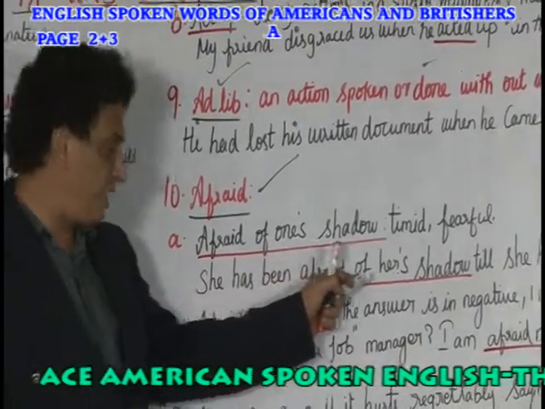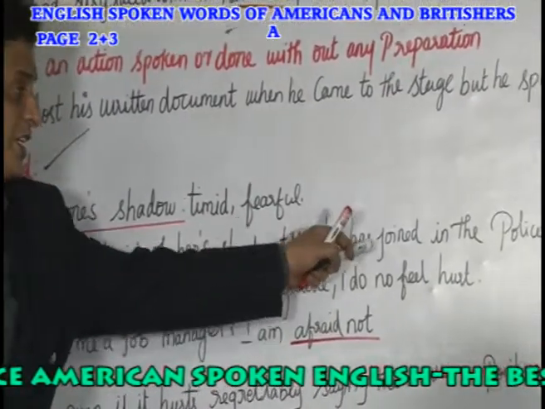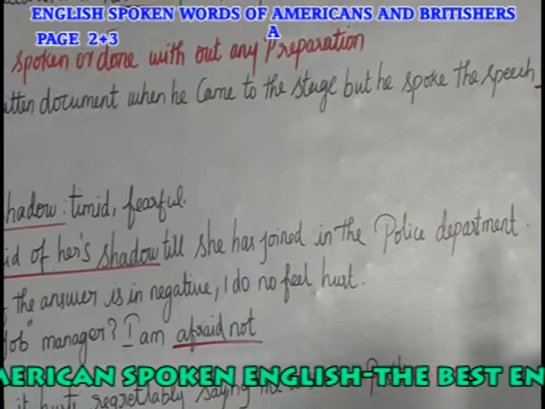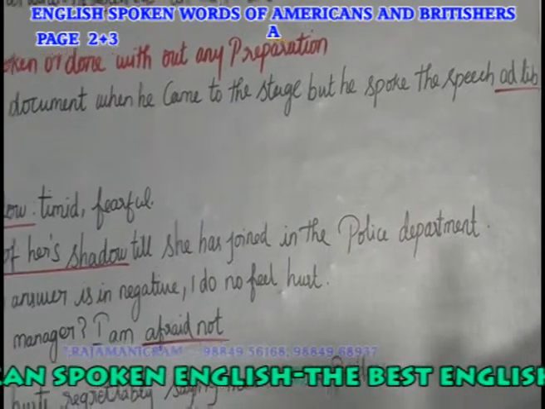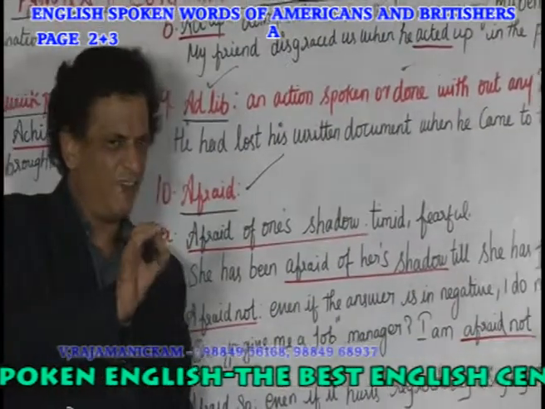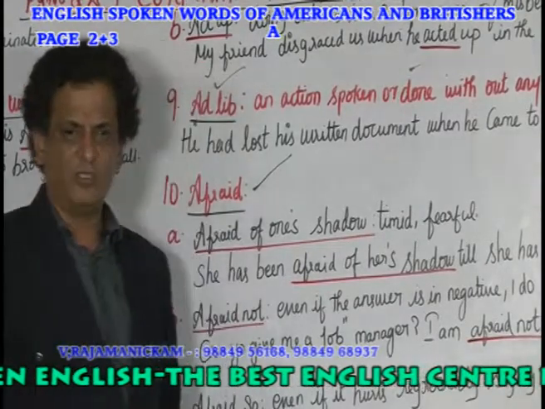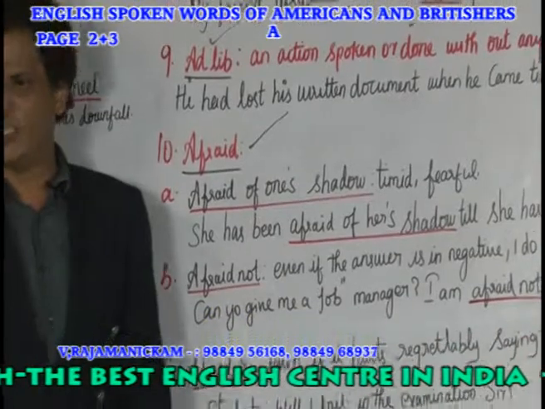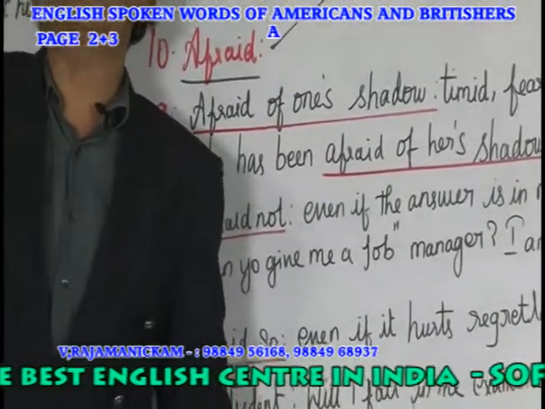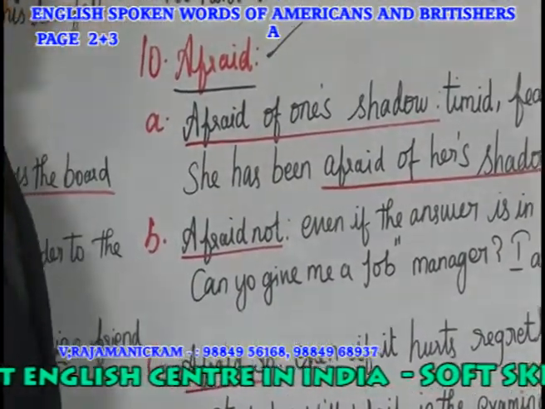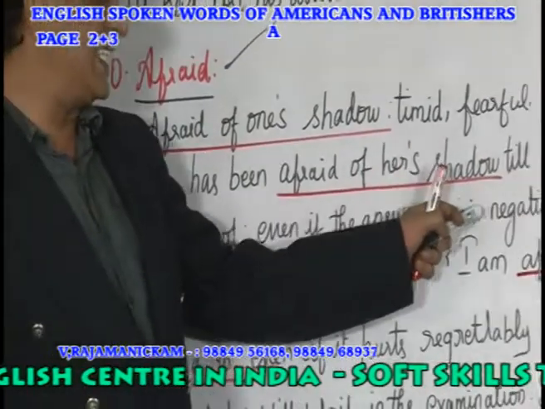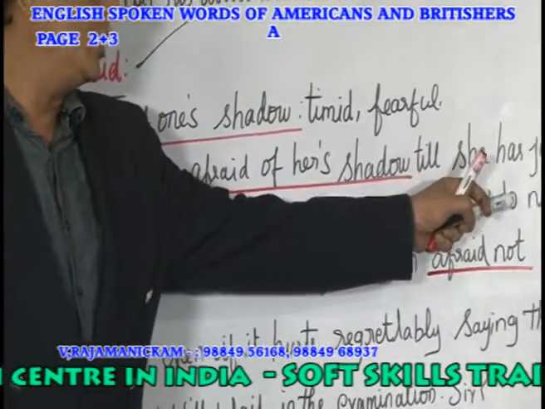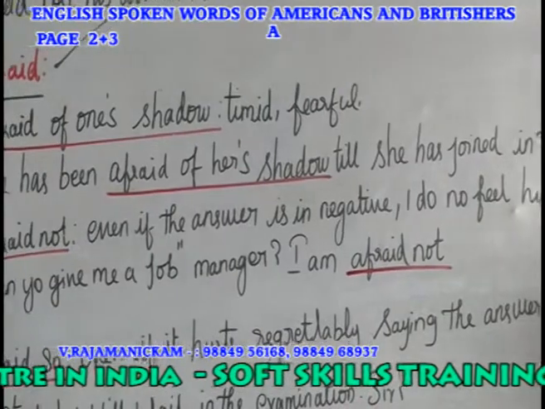She has been afraid of her shadow till she joined the police department. Till she joined the police department, what type of girl she is? She is a fearful girl. Now fear has gone. Afraid not. What do you mean by afraid not? Where do you form the sentence afraid not? Very important. Even if the answer is in the negative, I do not feel hurt.